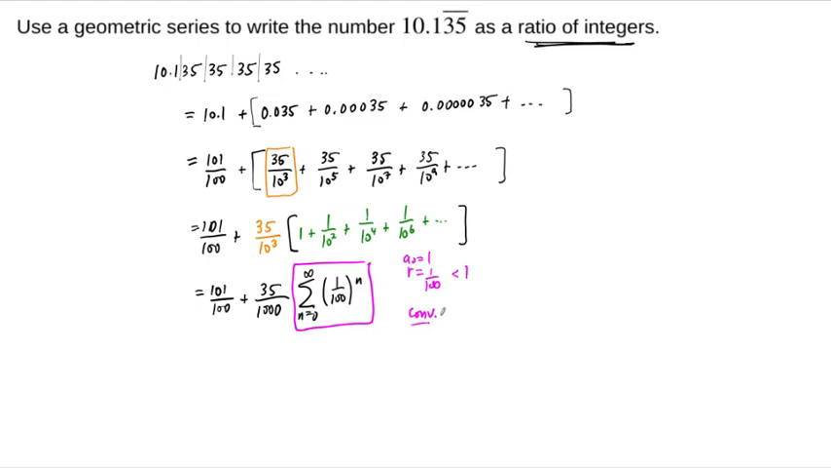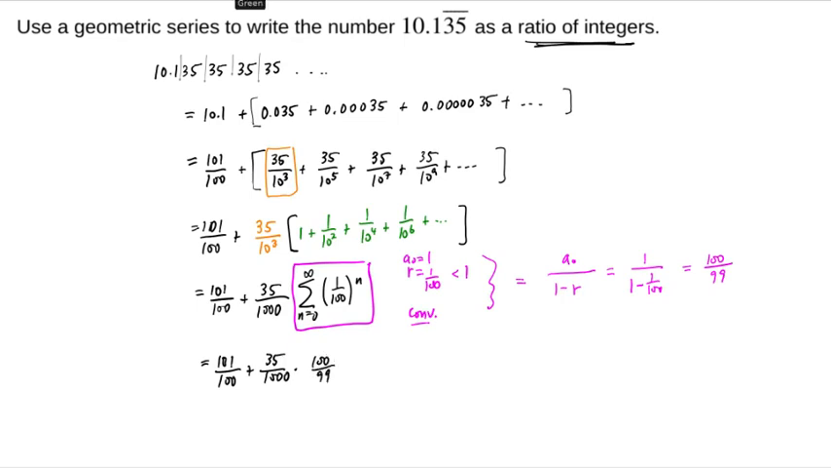We started with a number, so we already had hoped that it would be convergent. But from our formula, we know that it converges to the ratio a naught over 1 minus r. Of course, a naught is 1, so this is 1 over 1 minus 1/100th. And this simplifies to 100 over 99, by doing the subtraction here. So let's put it all together then. What we end up with is 101 over 100 plus 35 over 1,000 times 100 over 99.